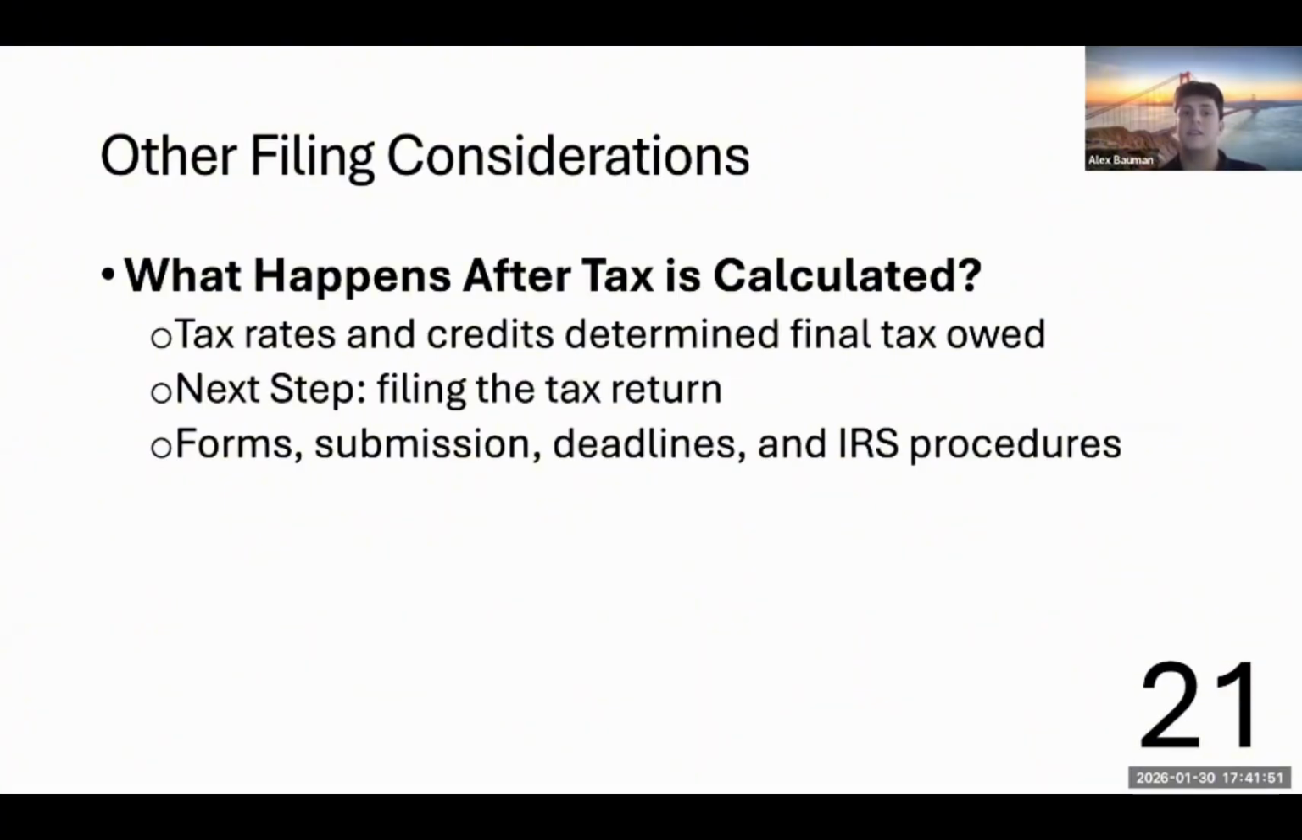So far, we've looked at tax rates, deductions, and credits to determine the final tax amount. But once that number is calculated, the process isn't over. Taxpayers still have to file their return with the IRS. That means using the right forms, submitting the return, meeting deadlines, and knowing what to do if mistakes happen. This part of the chapter is about how taxes move from calculations to real-world filing.